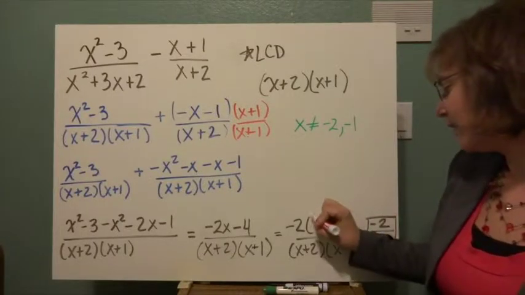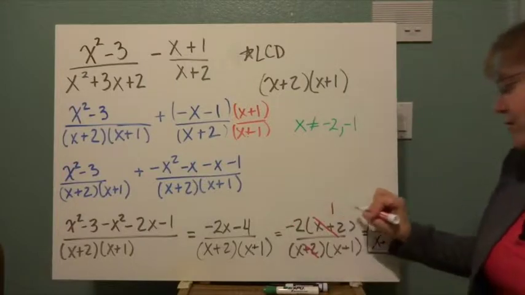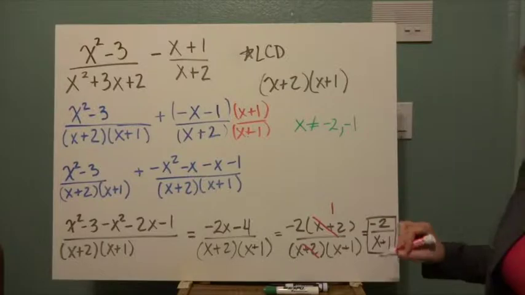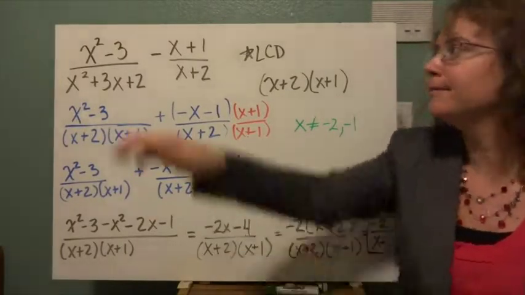Well, right here, I have a very fancy 1. And so I just multiply negative 2 times 1 to get negative 2, and my denominator is x plus 1. Remembering that x can't be equal to negative 2 or negative 1.